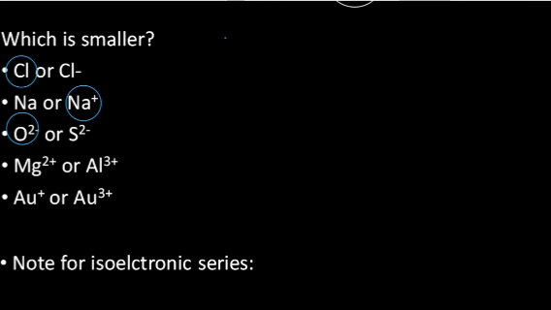And then magnesium 2 plus and aluminium 3 plus. This one is easy. Bigger positive means being smaller because there's going to be a stronger electrostatic force of attraction between the nucleus and the electron cloud. So aluminium also is going to be the smaller one.